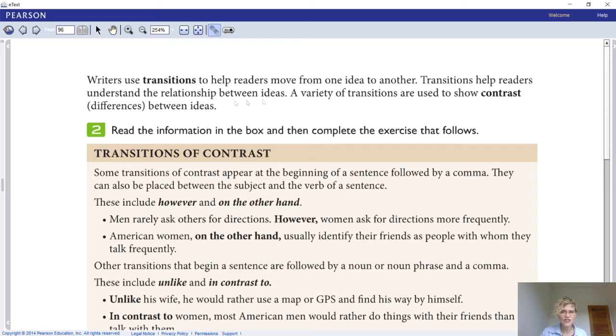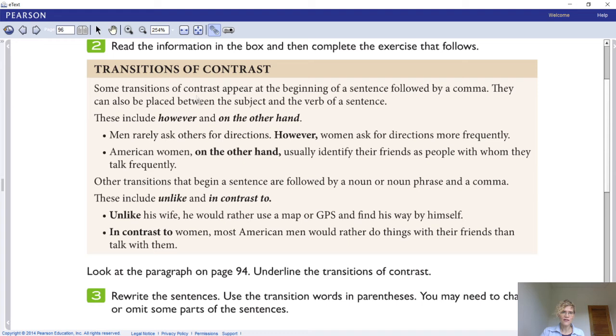Now, a variety of transitions are used to show contrast, which is the differences between the ideas. For example, some transitions of contrast appear at the beginning of a sentence, and then you get a comma. But they can also be placed between a subject and a verb. For instance, however, and on the other hand. Men rarely ask others for directions, however, comma. So if this sentence connector, however, or on the other hand, comes at the beginning of a sentence, you always have to give a comma. It can also come in the middle of a sentence, but then you would have to use a comma before and after. Comma, on the other hand, comma, like that. Okay?